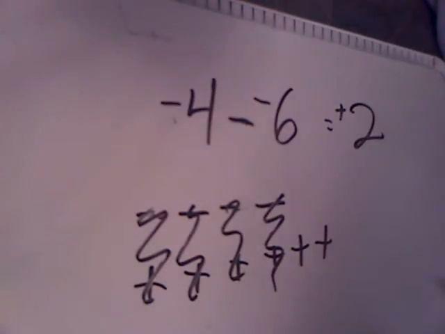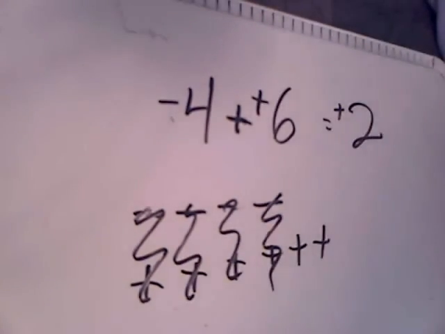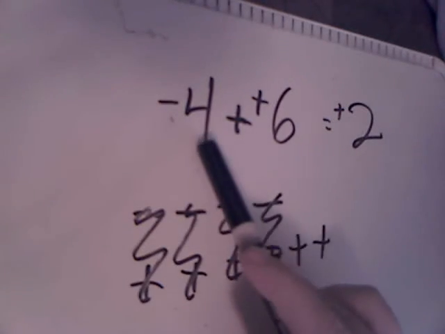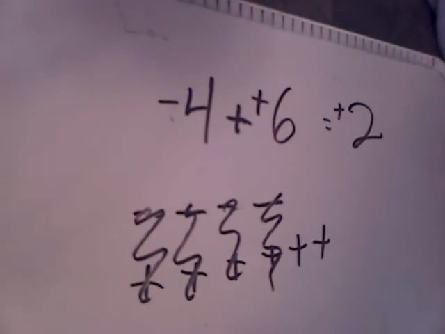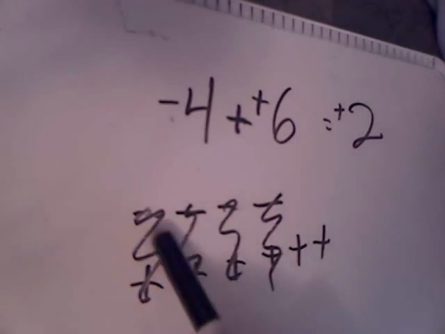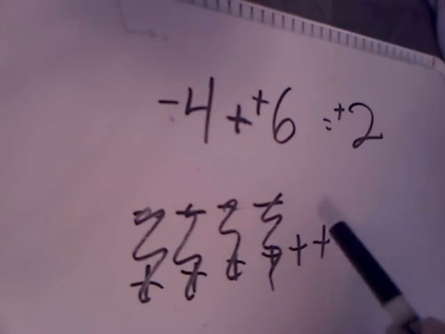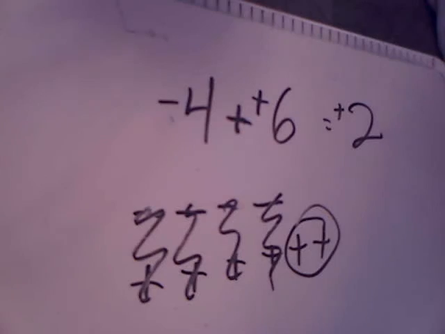You can also look at this with adding the opposite, and now we have -4 plus +6. -4 is 4 negatives, and 6 positives, so you end up with 2 positive signs left over after the battle.